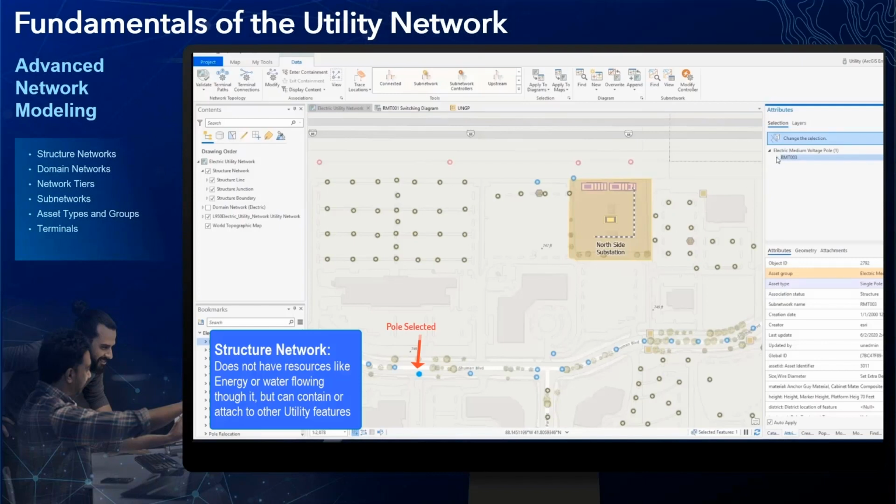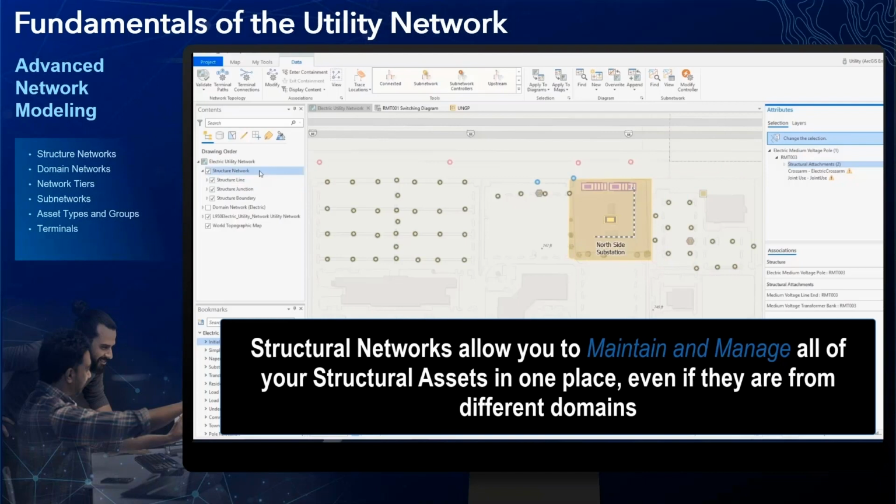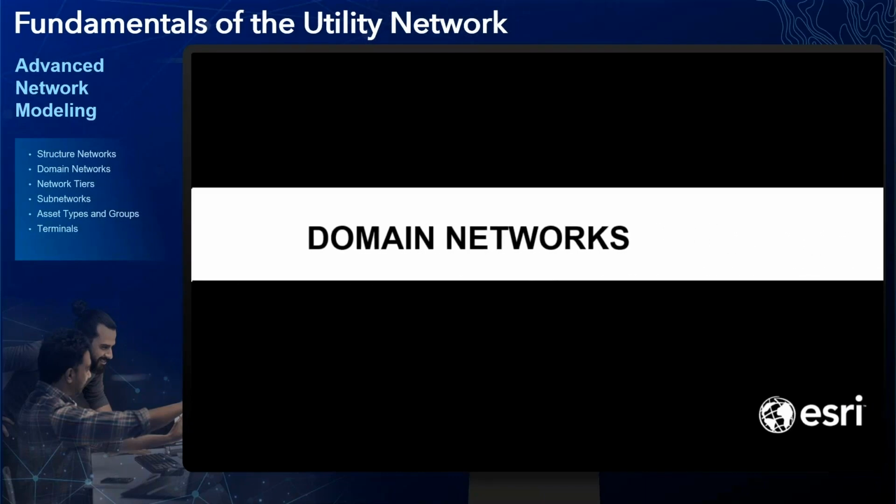If you look on the screen here, you can see that a pole has been selected, and on the right-hand side, the structural attachments are selected. In this case, it is a medium voltage pole. Down below, we can also see that there are associations to this structure. This pole has two structural associations, a medium voltage line and a transformer bank. Structure networks allow you to manage and maintain all the structural assets in one place, even though they are supporting assets from different domains. The next topic we'll talk about is domain networks.